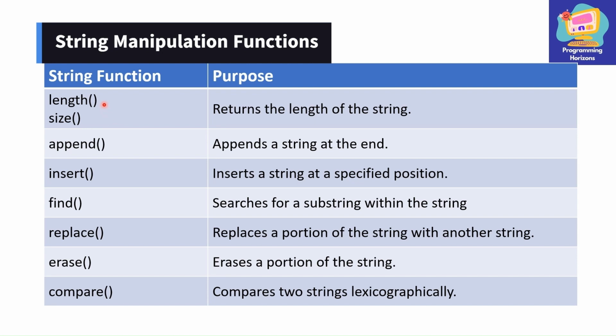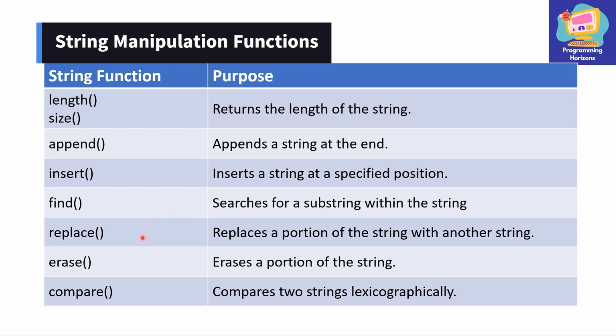The first function is the length function, which returns the length of the string. Same is the use of the size function. It again returns the number of characters present in the string. Then the third function is the append function, which appends a string at the end of another string. The fourth function is the insert function, which inserts a string at a specified position. The fifth function is the find function, which searches for a substring within a string.